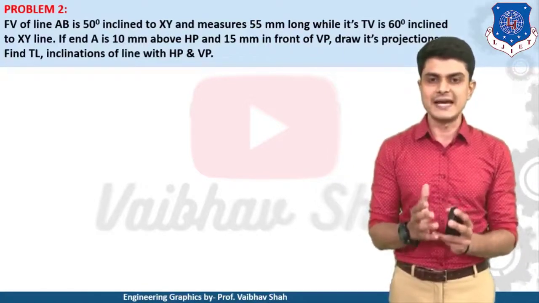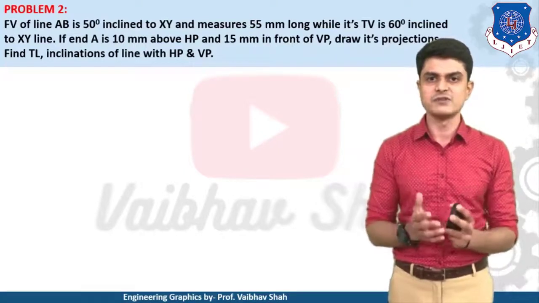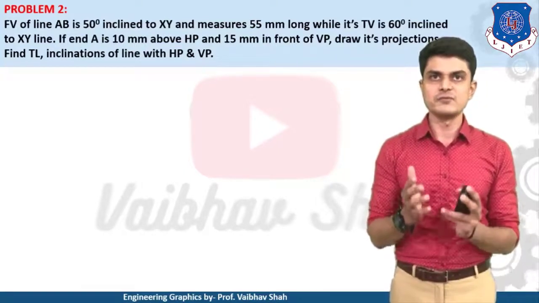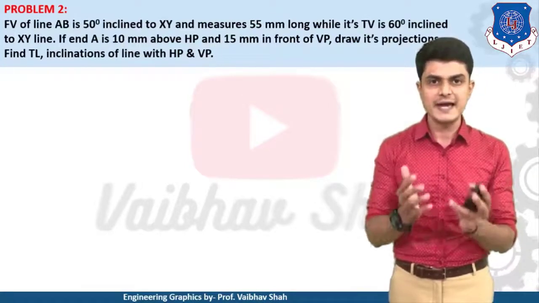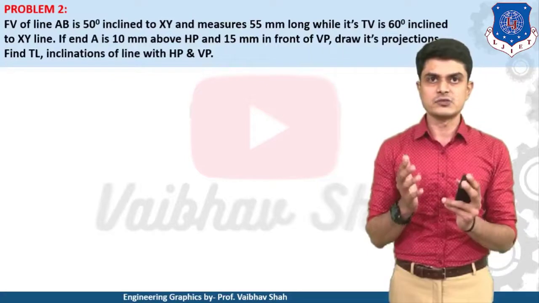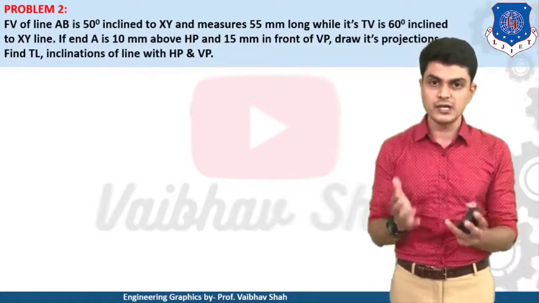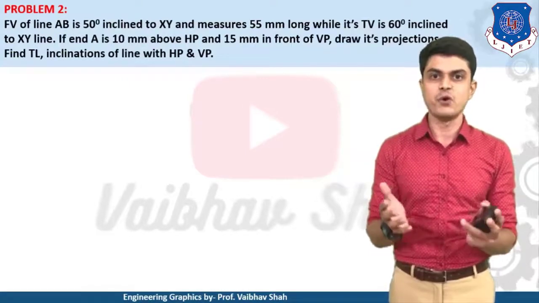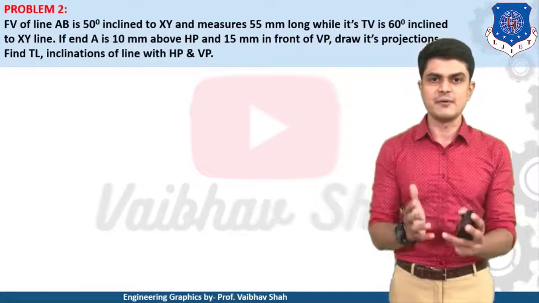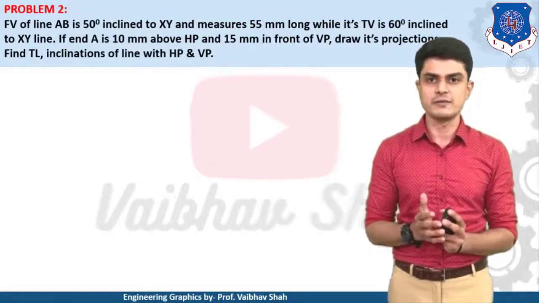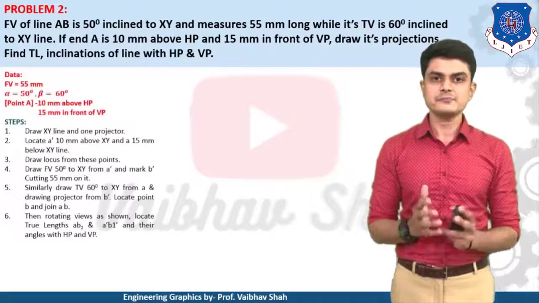So here front view of the line AB is 50 degree inclined. So front view is inclined, that means alpha is given, which is 50 degree. Now which measures 55 mm. That means here the front view dimension is 55 mm. Then after its top view is 60 degree inclined to XY. So top view inclination means the beta is given, 60 degree. Then after point A's location is given, which is 10 mm above HP and 15 mm in front of VP. So let us start the problem with first writing the data.